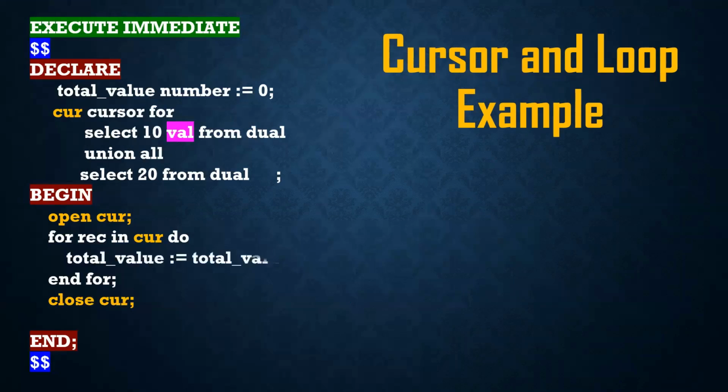Now, what's the requirement? I want to add 10 and 20. So total value is 0. So 0 plus REC dot val. The second time it will loop, 10 plus 20. It will be 30. Okay, got the point. One more time, let me explain once more.